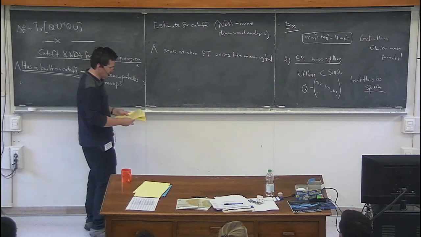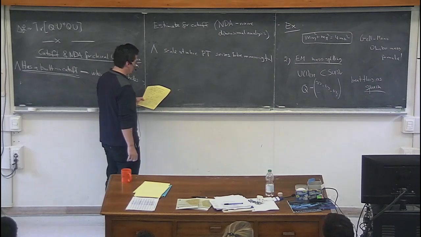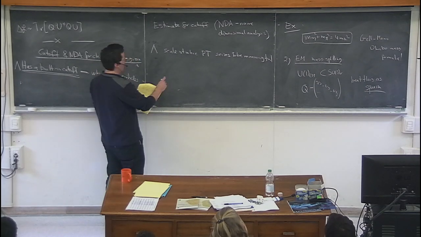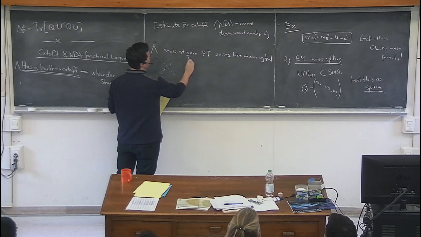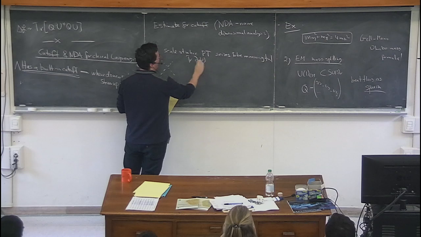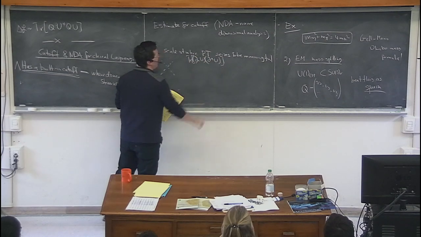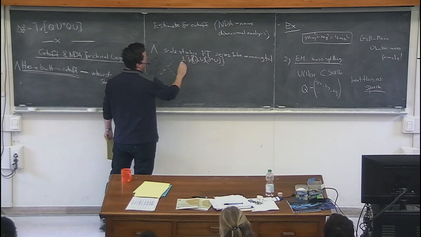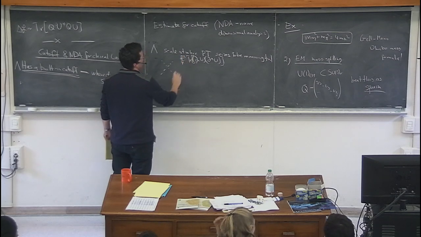So let's do the example that we have already learned and know roughly how to do. What I said is that from my chiral Lagrangian for the pions, I have here f squared over 4.